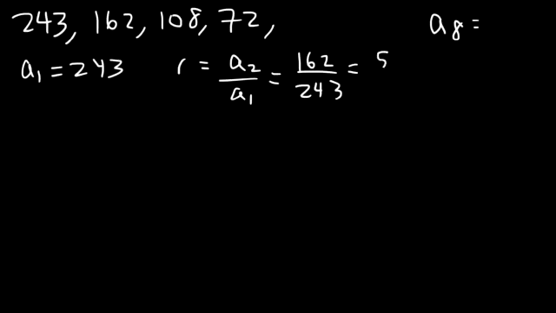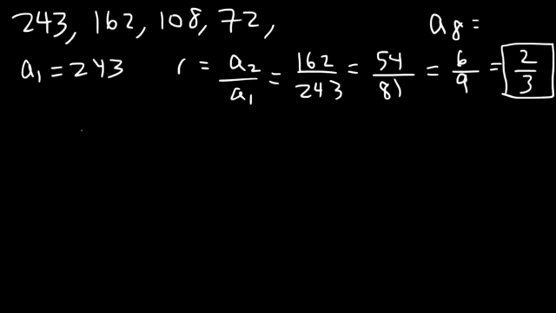162 divided by 3 is 54. 243 divided by 3 is 81. And both of these numbers are divisible by 9. 54 divided by 9 is 6. 81 divided by 9 is 9. And you can divide it by 3 again, which is 2/3. So that's the common ratio.